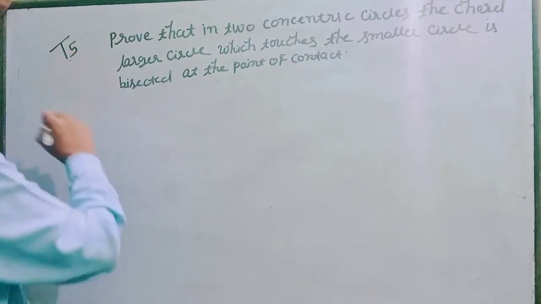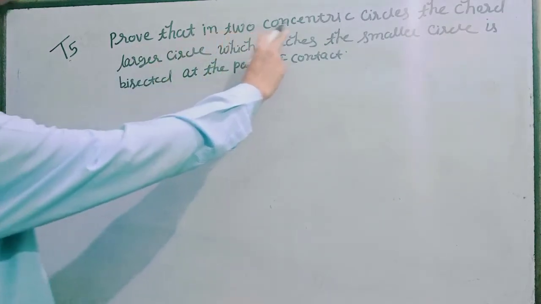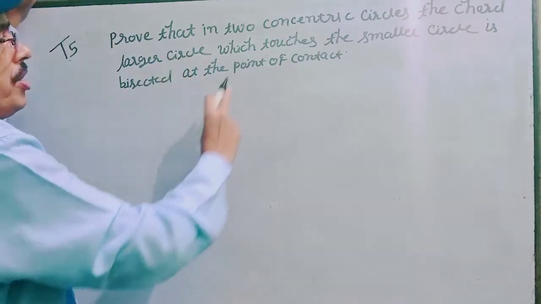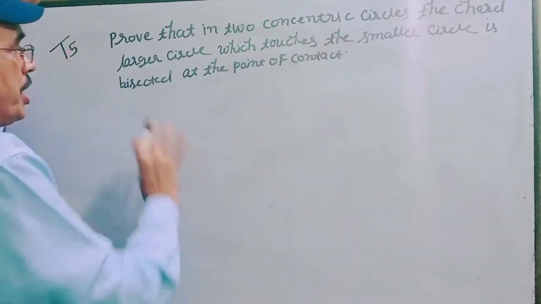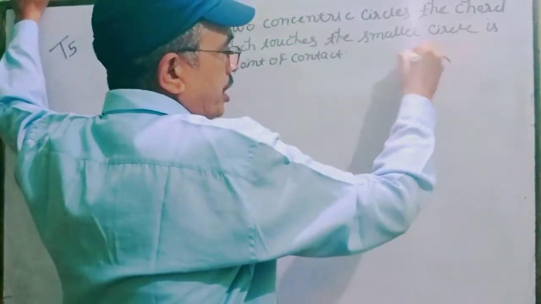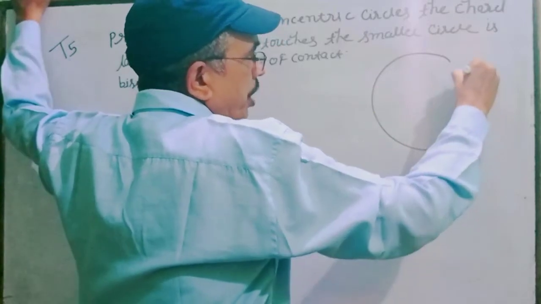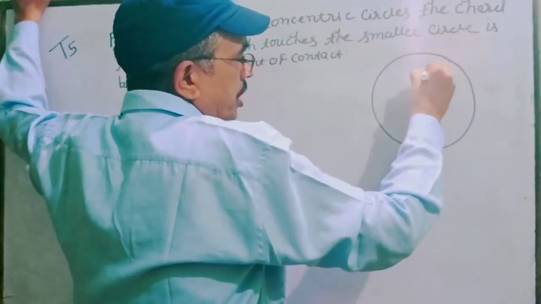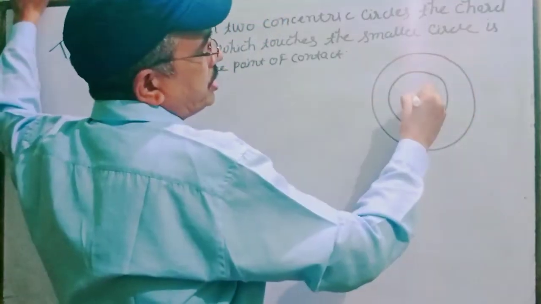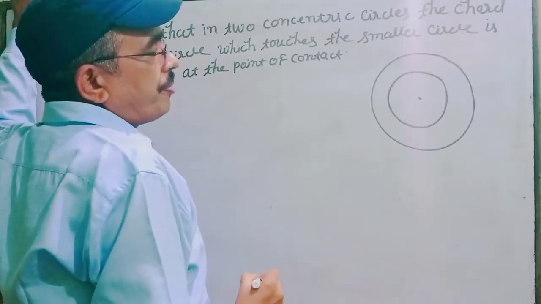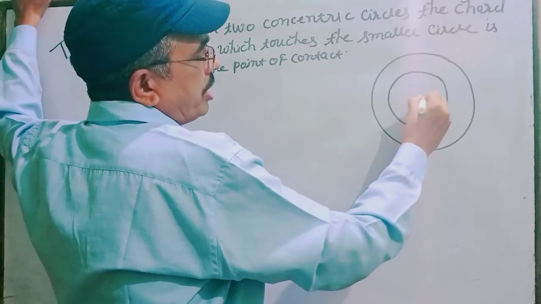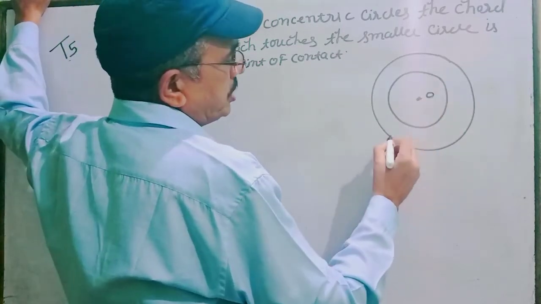Now theorem 5: prove that in two concentric circles, the chord of the larger circle which touches the smaller circle is bisected at the point of contact. Here there are two concentric circles. So dear student, first, what is a concentric circle? Two circles are called concentric circles if the centers of the two circles are the same but the radii are different. Here are two circles whose center is O but with different radii.